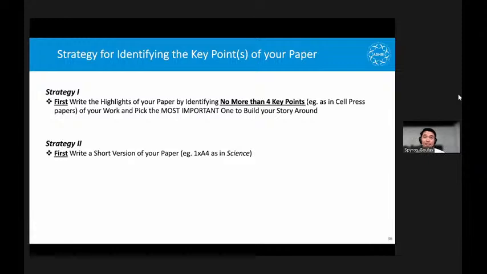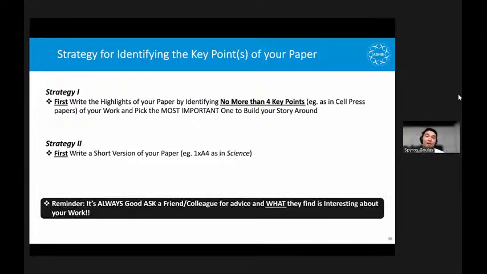Alternatively, simply write a brief version of your paper, such as on one page of A4. By succinctly summarizing your paper, you will find the essence of your paper, which will make it easier to expand on. And if that also doesn't work, just as a more general tip, why don't you ask a colleague or a friend that you trust for their opinion on what they find is interesting about your paper?